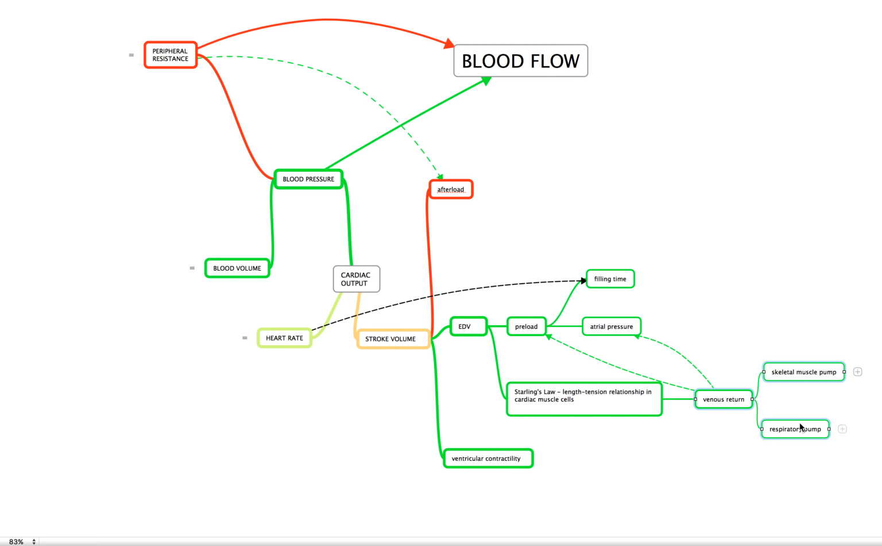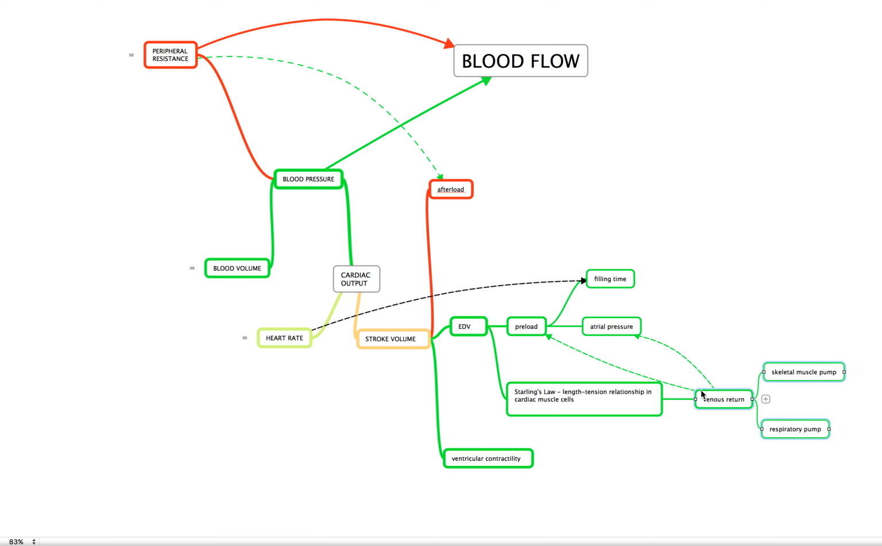Note that there's also a relationship between these two and the concept of venous return directly to preload and directly to atrial pressure. This just says if you're doing more of these, you actually increase the amount of blood that's in the atrium because of venous return.